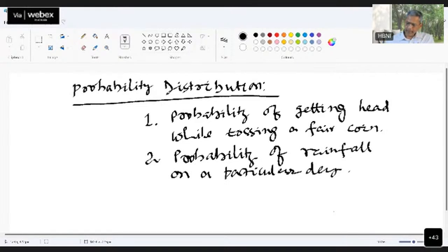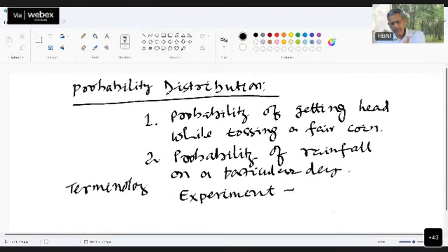To understand the concept of probability, one should be clear with certain terminology. So one is called the experiment. So what is the experiment? You have to define. Suppose in the present case, let's say I will take the first one. Tossing the coin. That is our experiment.